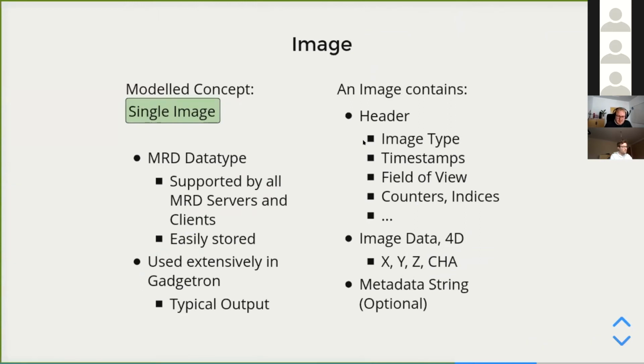So the image data type is an MRD data type, and it looks a lot like acquisitions. There's some data. Images are 4-dimensional, so there's an X, Y, and Z direction. There's some channels, and then there's a header, same as for an acquisition. The header fields are different. An image will specify image type and timestamps and field of view and a bunch of other stuff. And then there's an optional meta string. The model concept is a single image, kind of like an acquisition is a single acquisition. The two types share a lot of things. It's no longer an intermediate type. You can send these to the client just fine.